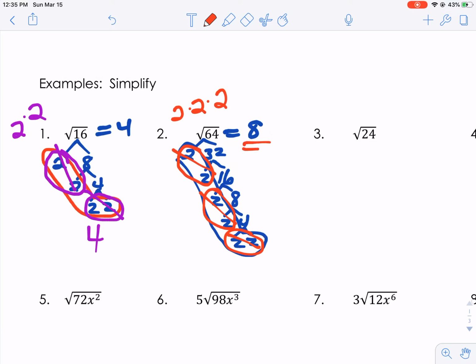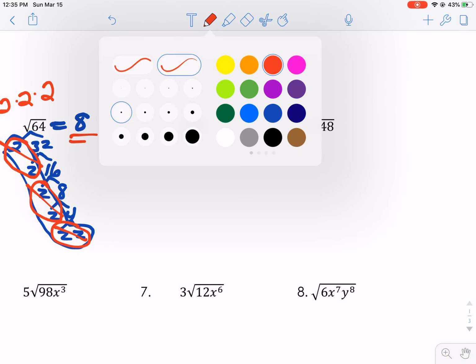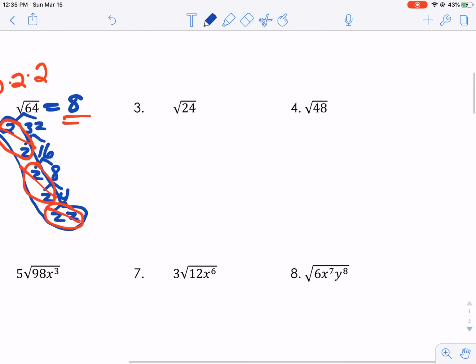So like I said, if you already know what number times itself makes it, don't bother with this prime factorization. That slows you down. You can just answer it. But if you look at number 3, I have no idea what square root of 24 is, so we're going to do what's called simplifying the radical.